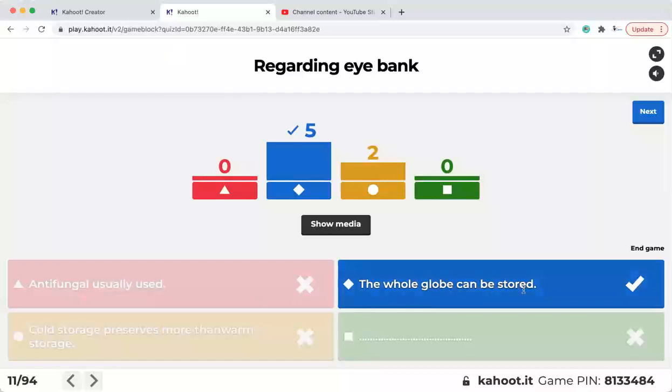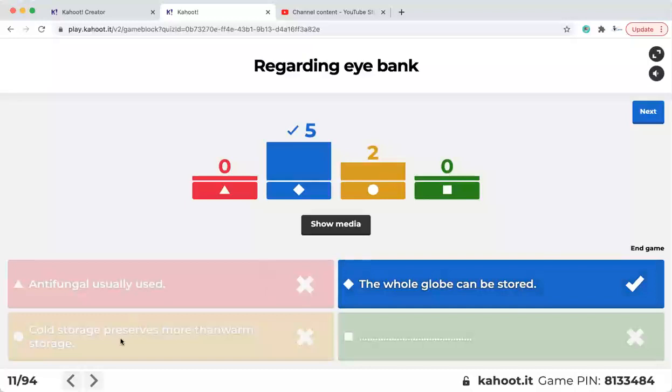The whole globe can be stored. This is correct, and this was actually the first mode of preservation, initiated more than 100 years ago, in the 20th century. The whole globe was stored initially. The idea of eye banking started with whole globe preservation.